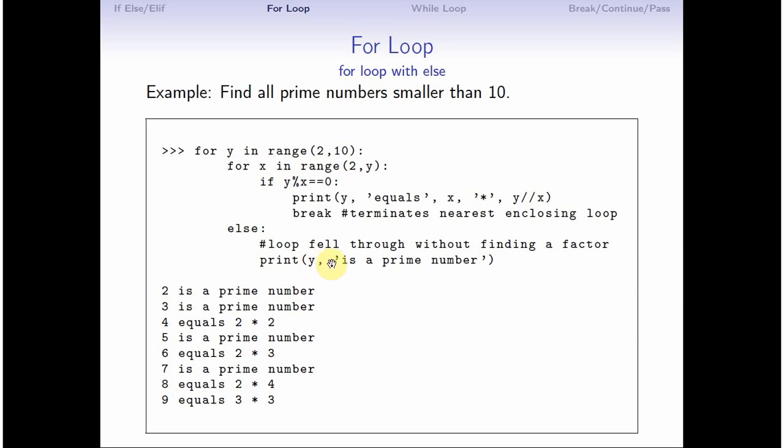Okay, 2 is a prime number. Note that we don't include 1 because 1 is a so-called special number. It's not a prime number. That's why here we print 2 is a prime number. So let's try the next. This one is done. The next iteration is 3.